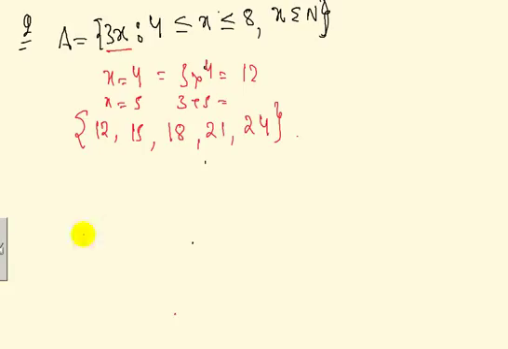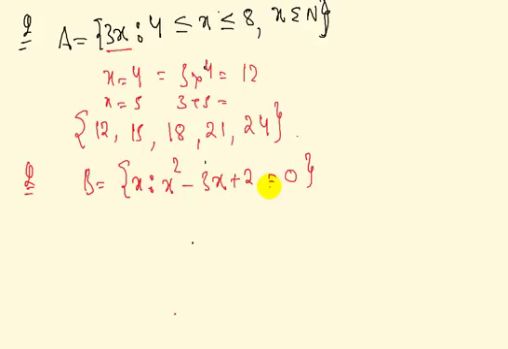Now we go for the next question, which says B is equal to {x such that x square minus 3x plus 2 is equal to 0}. This is my set builder form and I have to build it in a roster form. Now how to get it, because this is a quadratic equation, right? If you got a quadratic equation, you have to solve it by splitting the midterm.